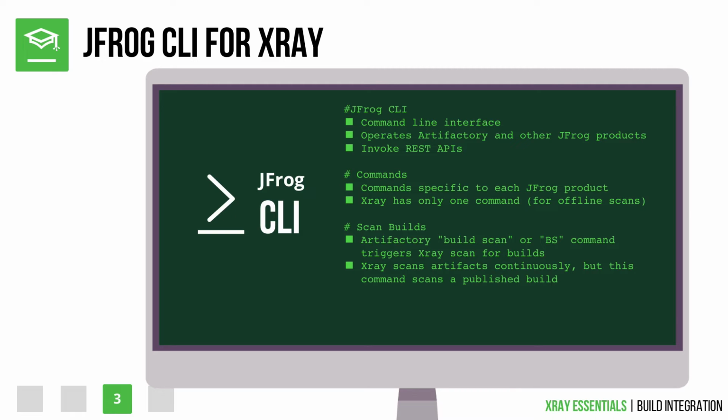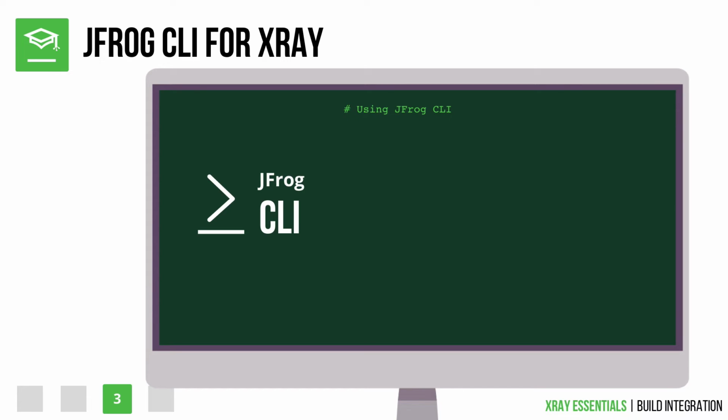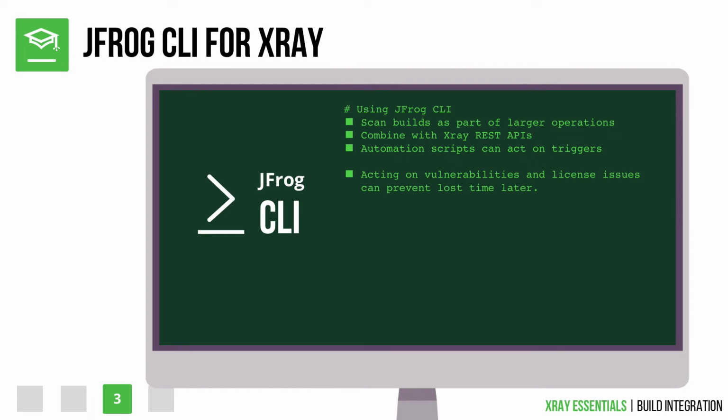You can add this command to your automation scripts wherever you initiate a build publish. The one CLI command for initiating an Xray scan on builds might not seem like much, but running a build scan as part of larger automated operations can expose any vulnerabilities early in the process. Combined with the functionality of Xray's REST APIs, such as those involving watch details and policies, your automation scripts can act on certain data or triggers, alerting you or halting operations when a serious threat is found. Acting on vulnerabilities and license issues found at vital phases of build publications can prevent lost time later.